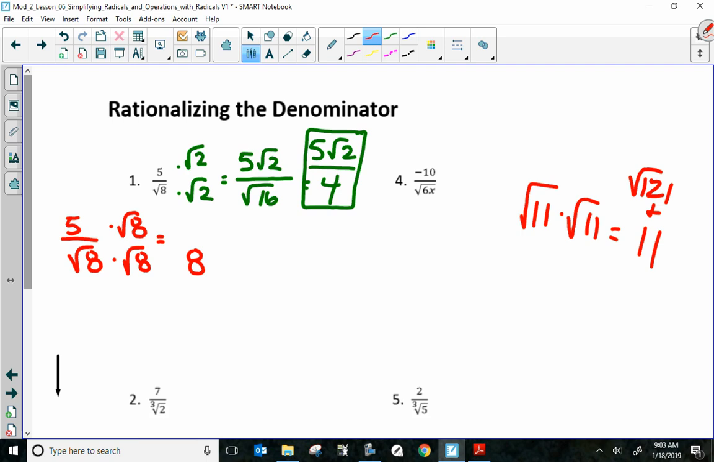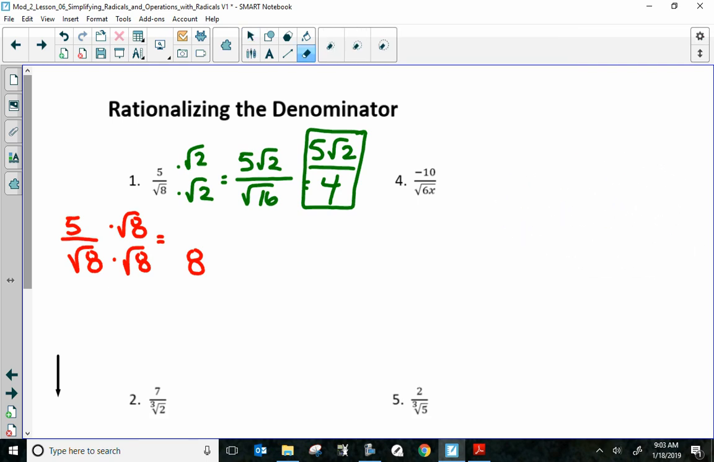Okay, that works every time. So people say, oh, I can get rid of the radical here. I can get rid of this radical by multiplying it by itself because it just becomes that number. And it does. You'll still get the right answer if you do it this way. And on top now, you have 5 radical 8.